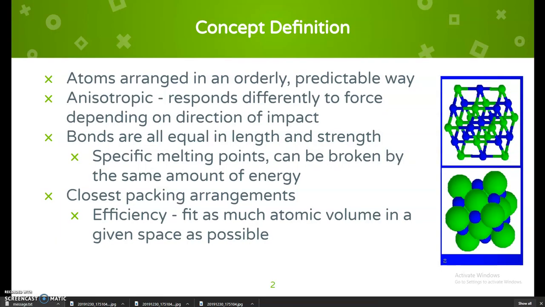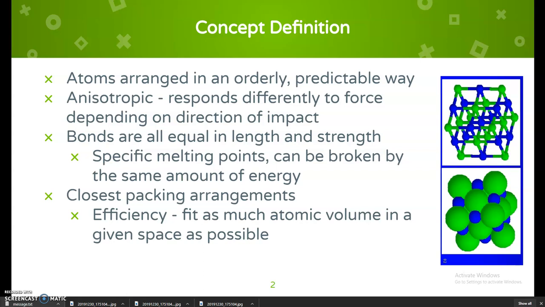So, what are crystalline structures? By definition, crystalline structures are structures that have their atoms arranged in an orderly and predictable way. Crystalline structures are known as anisotropic, which means they respond differently to forces depending on the direction of impact that the force hits them at.